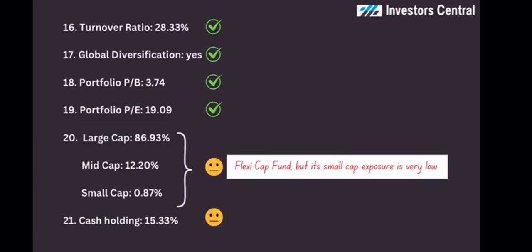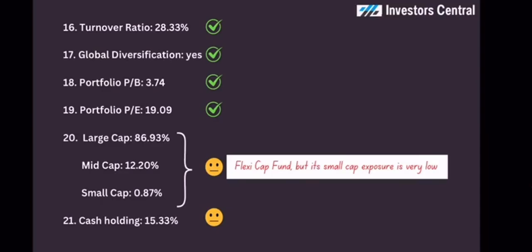Friends, in which cap the fund manager is investing and how much cash they are holding, these are completely dependent on the fund manager. So he is doing it successfully. He is successful in managing this fund this way since many years, almost 10 years return also we have seen. So our view is neutral on this. That's why I kept a neutral symbol there.